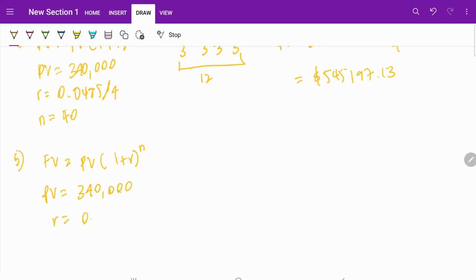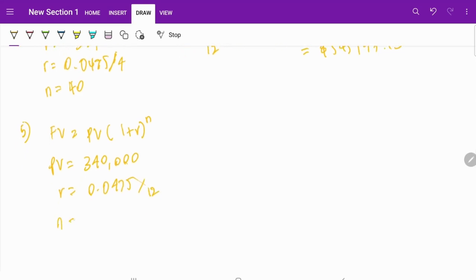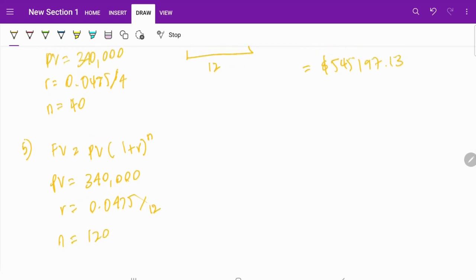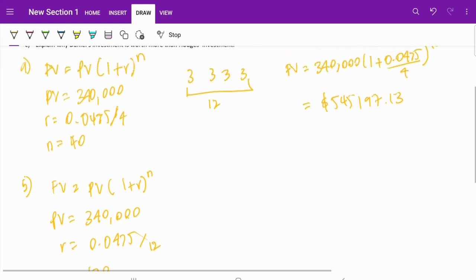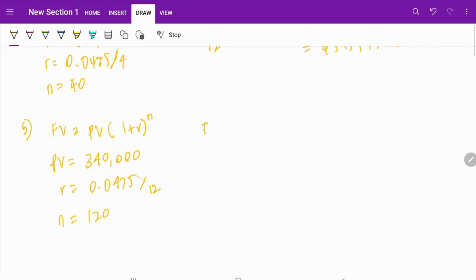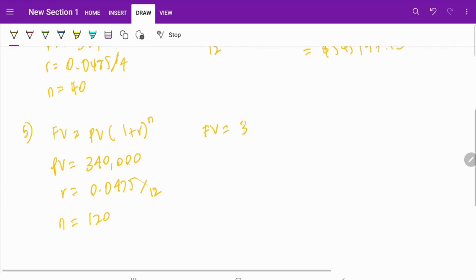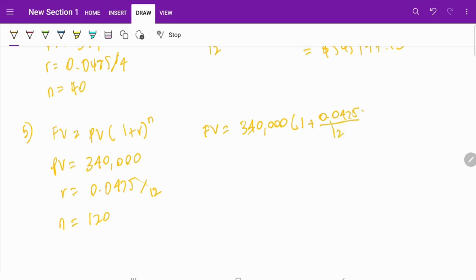Now our PV is still the same, 340,000. But our R is going to be divided by 12 this time. And similarly, our N will be 120 because it's 10 years and 12 months. So 12 times 10 gives us 120. Now we just apply that into the formula again. We'll get 340,000 in brackets 1 plus 0.0475 on 12 and then to the power of 120.